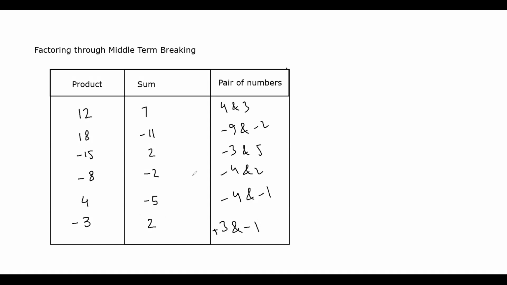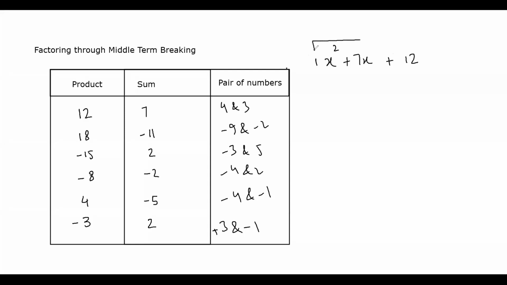Okay. Once you have practiced it, now we can go onto the book and try some questions on middle term breaking. Now, how are these used in the middle term breaking? Now, you can have a question. For example, x square plus 7x and then plus 12. Now there is 1 over here.